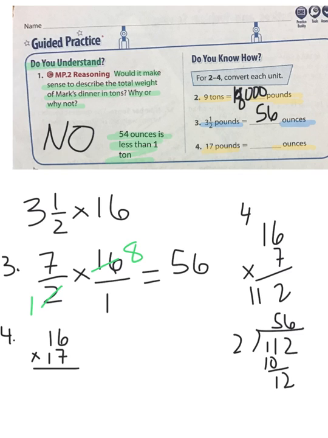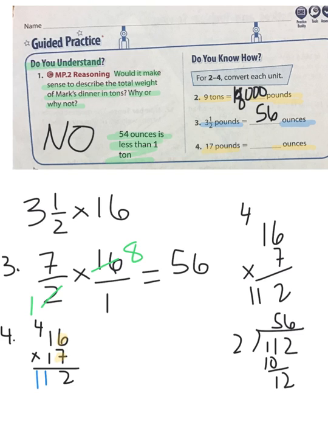All right, so you're going to first multiply the ones place by the ones place. So 7 times 6 is 42. Put your 2, regroup your 4. Then you're going to multiply your tens place. So 7 times 1 is 7, plus 4 would be 11.